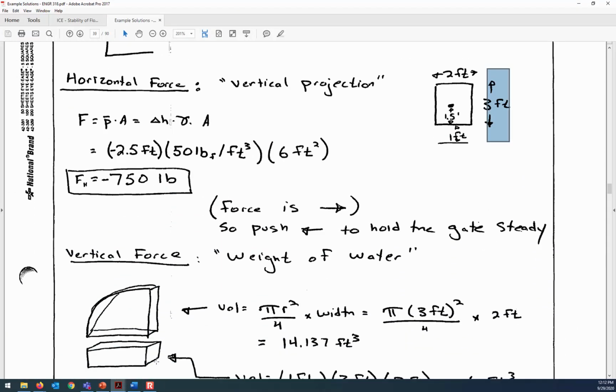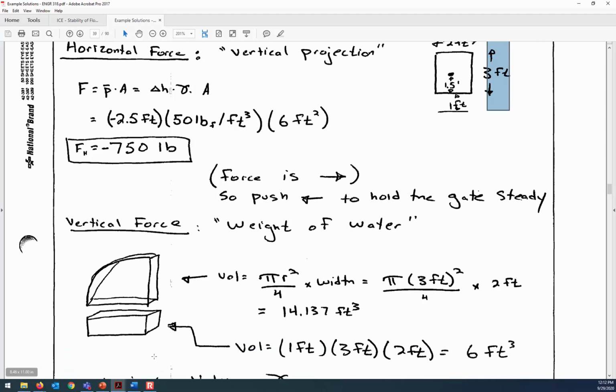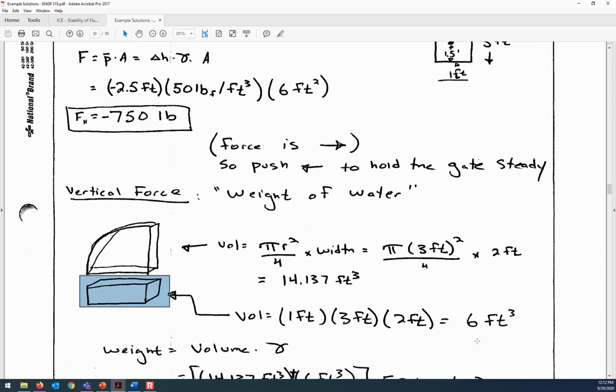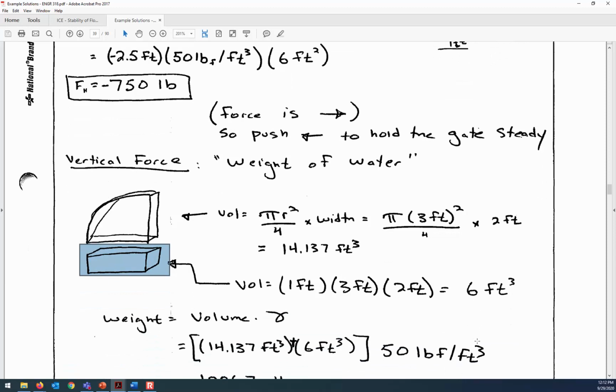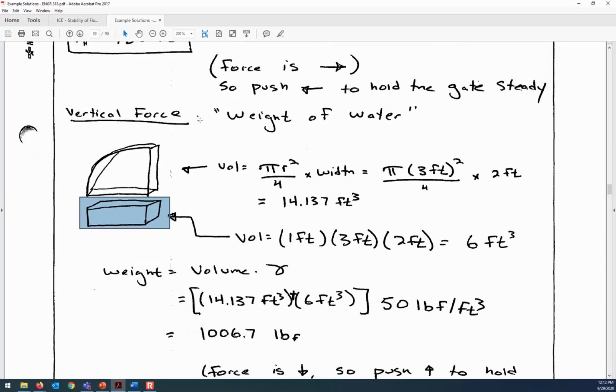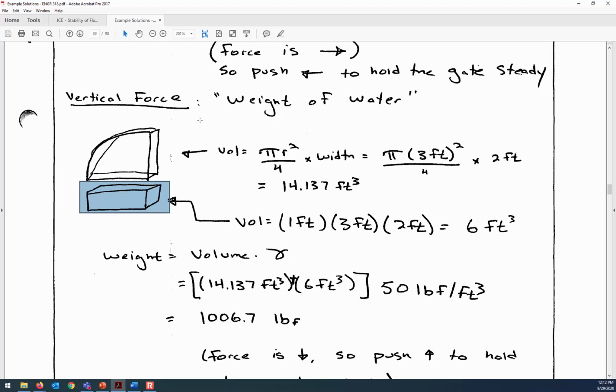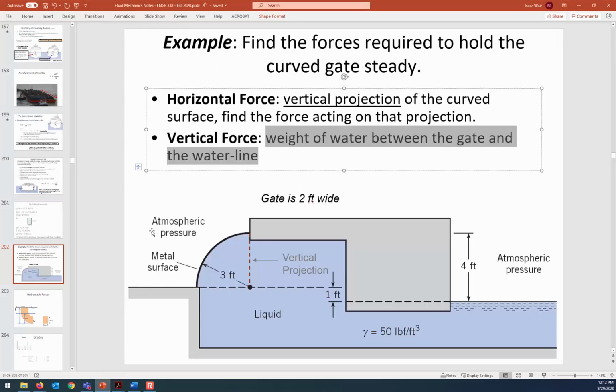And so the weight of the water, here I've done my best, which isn't saying a lot when it comes to hand sketches. We've got this wedge shape, and we can calculate the volume of that. It's the area of a quarter circle multiplied by the 2 foot width of that piece. And so here's the volume of just that wedge piece. And then there's the volume of the rectangular box. And it has a volume of 6 cubic feet. So if we add those two volumes together and then multiply it by the unit weight of the fluid being 50 pounds per cubic foot, then the vertical force would be pulling the gate down with 1,006 pounds.